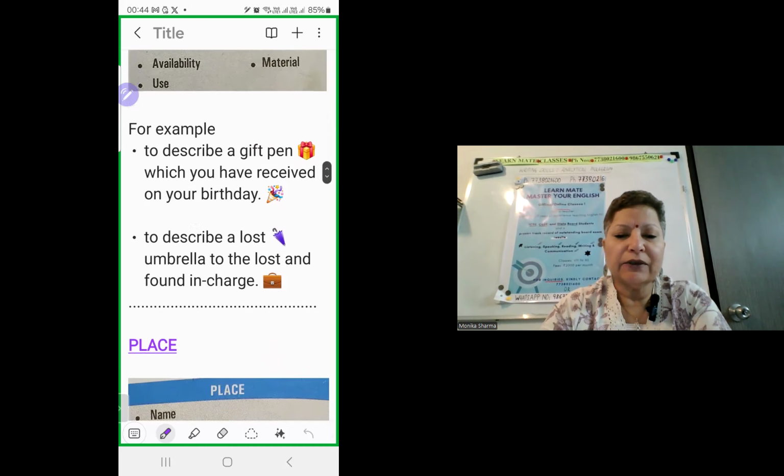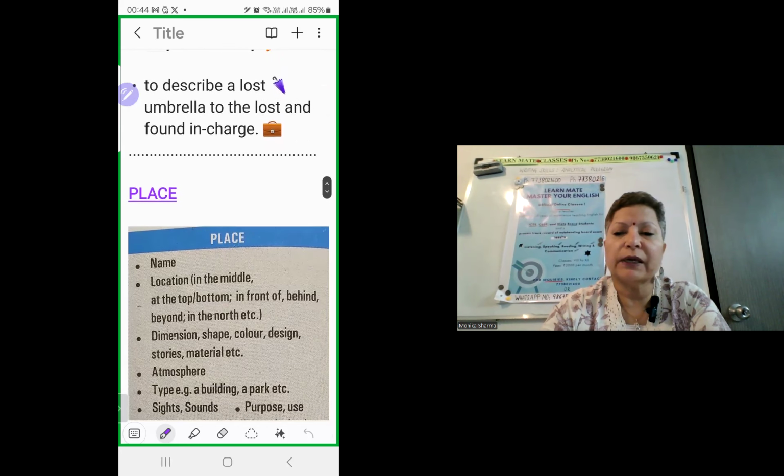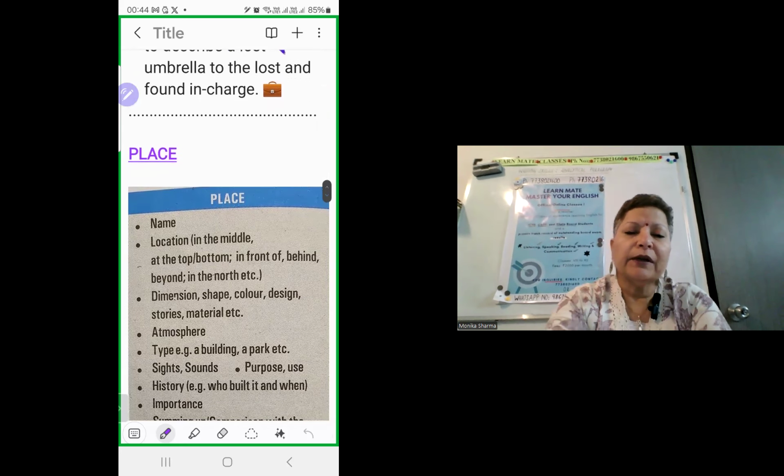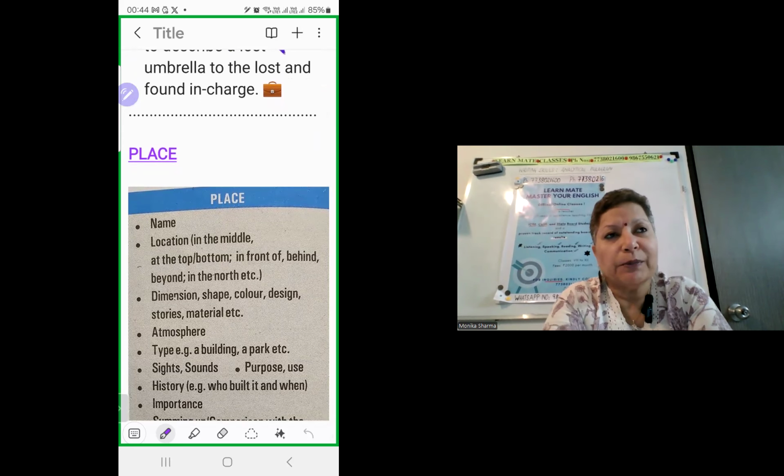Now, coming to the third kind of thing that you would be asked to describe would be a place. Now, when you're coming to a place, you obviously will be told about a particular place you have visited. Like you could be asked to describe the Red Fort. Now, it's not that everyone would have gone to the Red Fort. It is just that in that case, you will be given some pointers and you have to base your writing skill on those pointers.